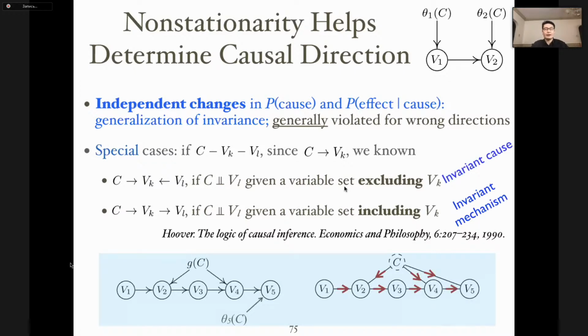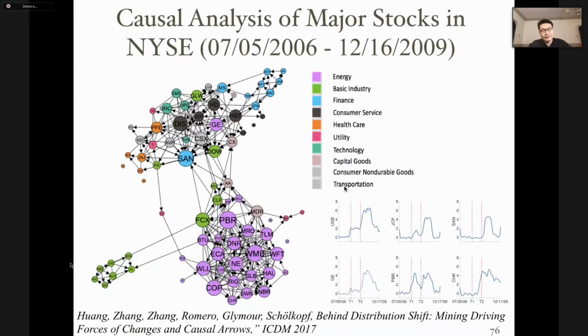Okay, right here you can see an application. We analyze the daily returns of more than 80 variables in the NYSE, the New York Stock Exchange. And right here you can see we can find the directed graph. And furthermore, we can visualize the non-stationary driving force of the change in the mechanisms for different variables.